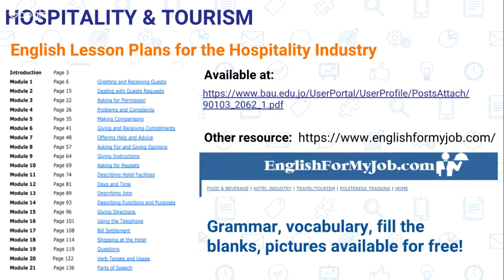And some of the activities that you can find on this website are grammar activities and vocabulary with pictures. So you can print those, and they have the pictures there, and the students have to figure out what the word means.